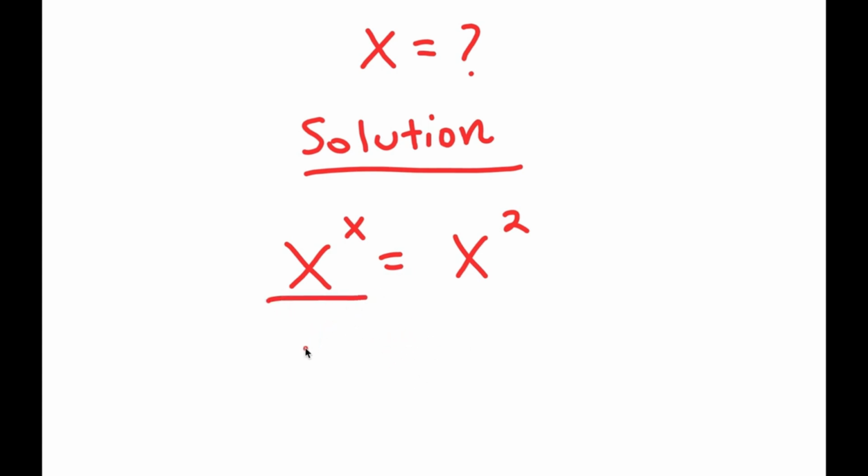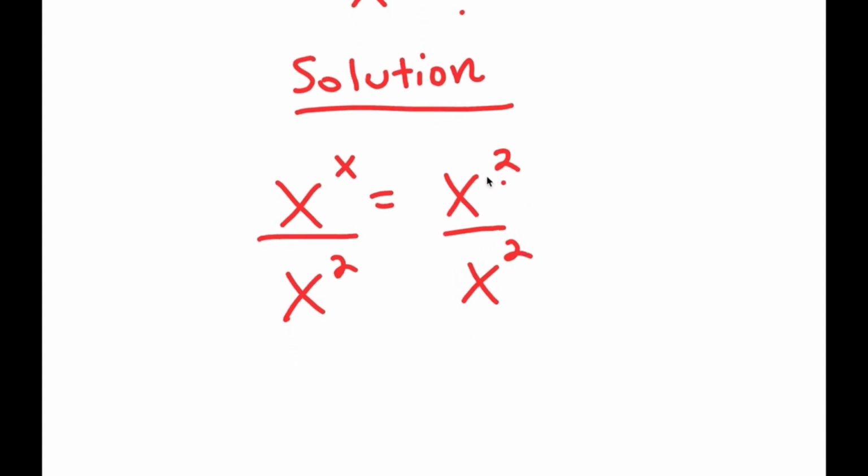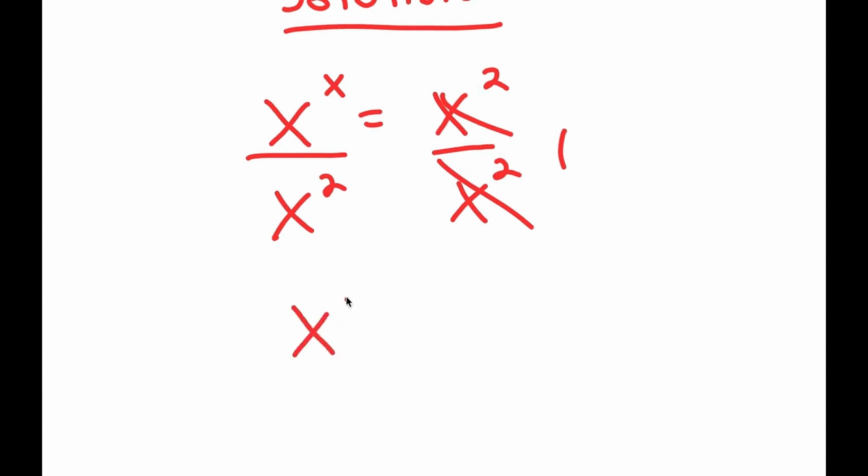So if I divide both sides by x to the power of 2, I get x to the power of x over x to the power of 2 is equal to x to the power of 2 over x to the power of 2. And these two cancel out, and I get 1. So I get x to the power of x over x to the power of 2 is equal to 1.